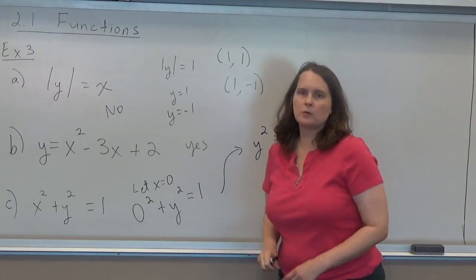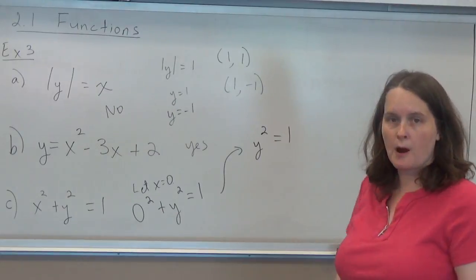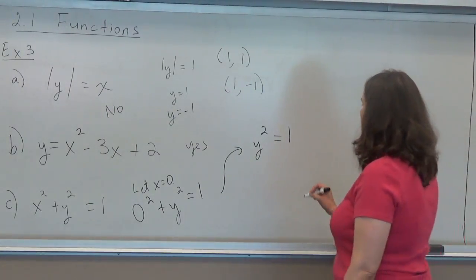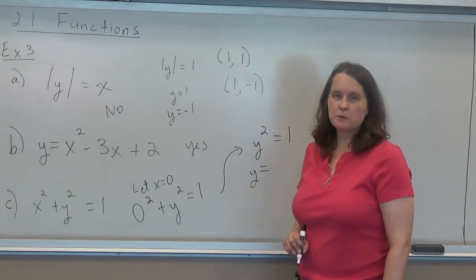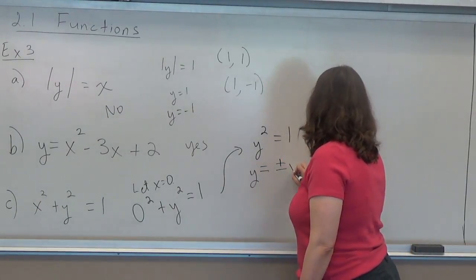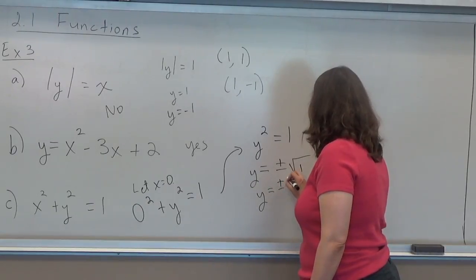But we know from working with quadratic equations that this would be a really good time to use the square root property. I can take the square root of both sides of this equation, and I would get y equals, all right, and remember from the square root property, we're supposed to do plus or minus the square root of our constant. So plus or minus the square root of 1. So we're getting y equals plus or minus 1.